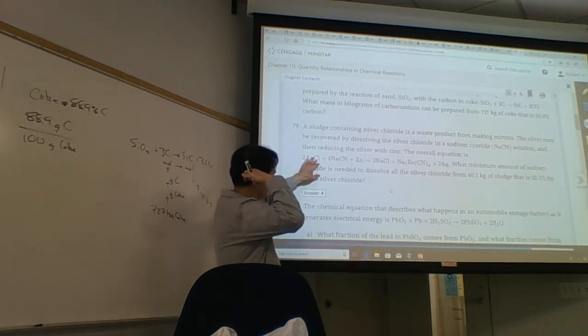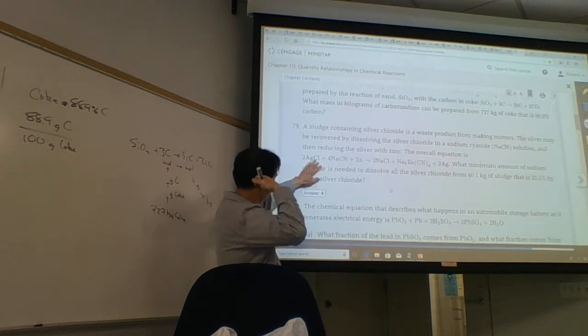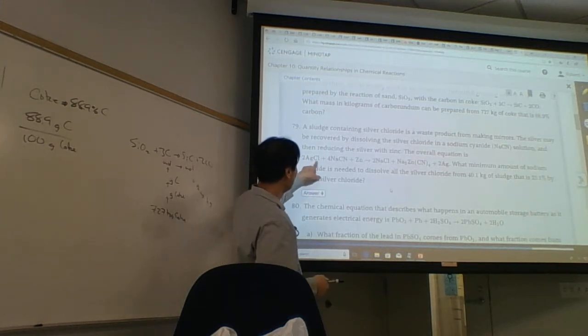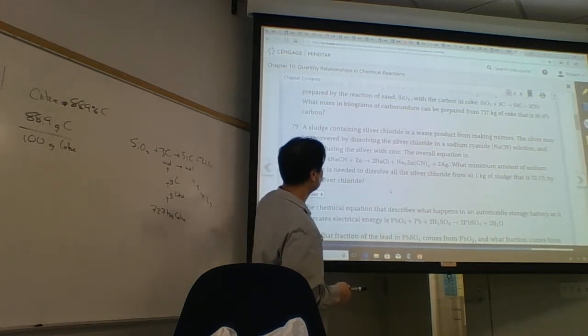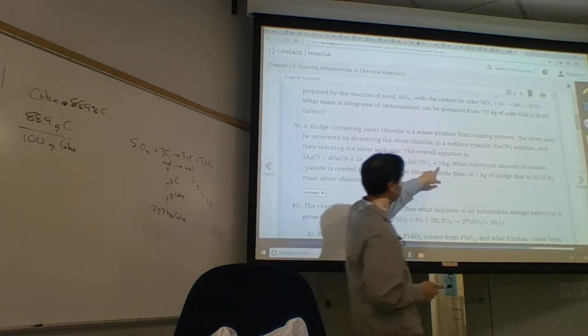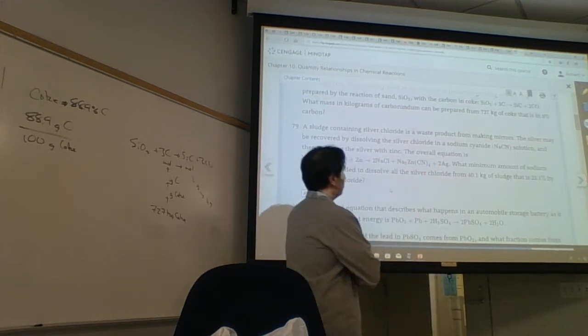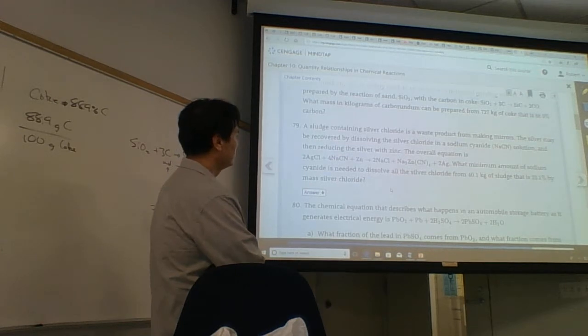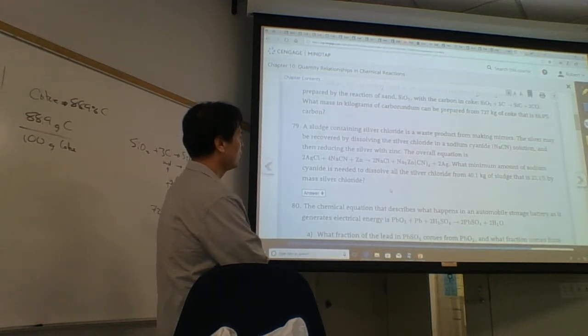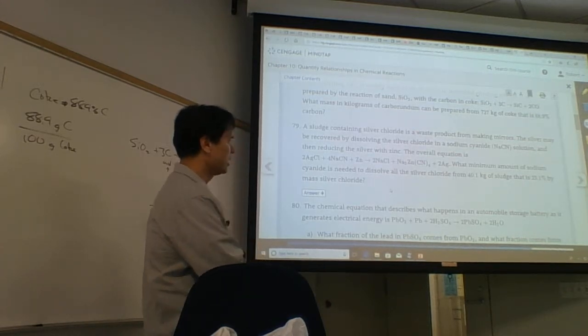This is a combination of Lewis acid base and redox here. And so this is a waste product, silver chloride. What they want to do is recover the silver metal. And so they can do this chemistry here to recover the silver metal itself. What minimum amount of sodium cyanide is needed to dissolve all the silver chloride in 40.1 kilograms of sludge? That is 23.1% by mass silver chloride.